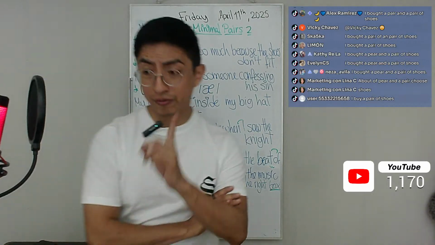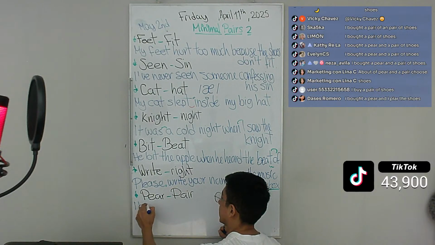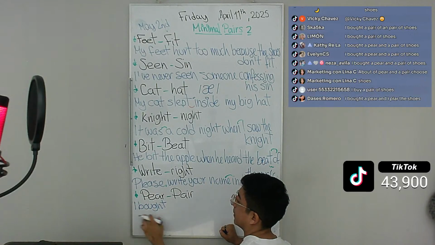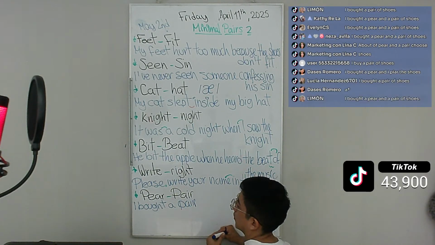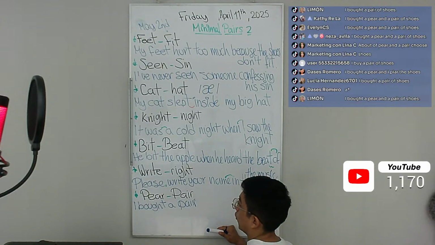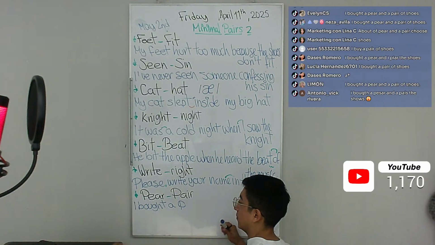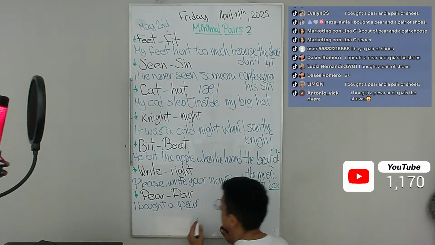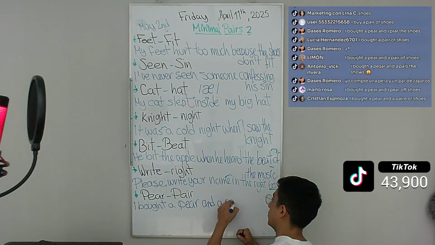Okay, great. Let's write it down. Look at this. Bought. I bought a pair. No. In this case, we use this one. Let's start with the fruit. I bought a pear and a pair of shoes.